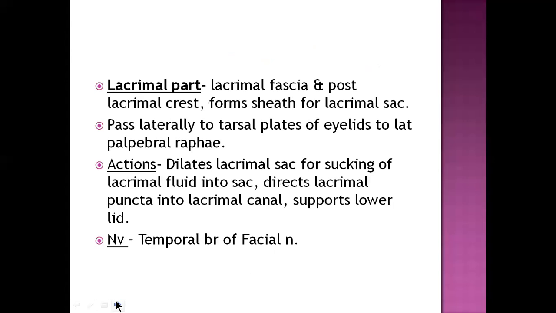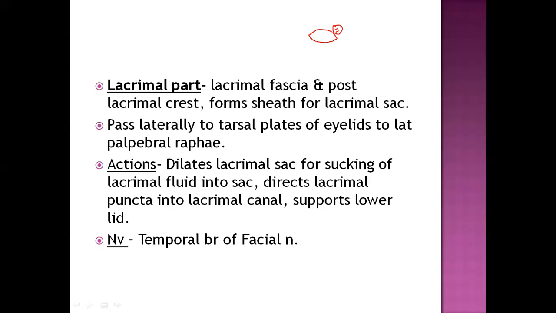Now coming to the lacrimal part. You get a lacrimal gland and the lacrimal sac. I'll show you. The lacrimal gland and the lacrimal sac produce the tears. The lacrimal gland is on the lateral aspect of the eyeball over here, inside the orbital cavity. From here it will produce the tears, and they will come along the front of the eye, between the eyelid and the sclera and the cornea.